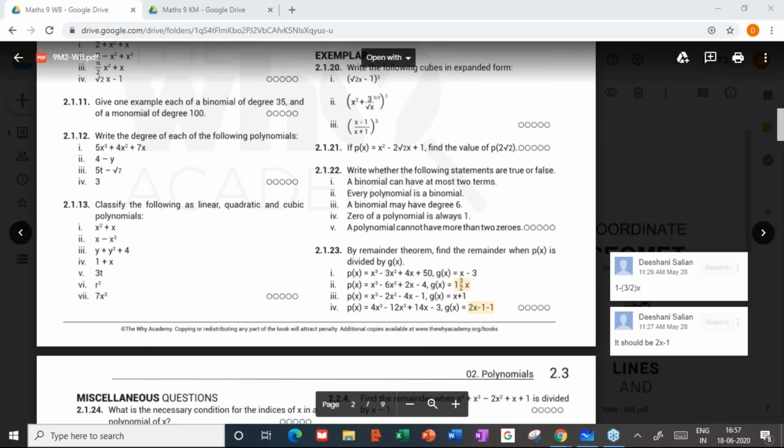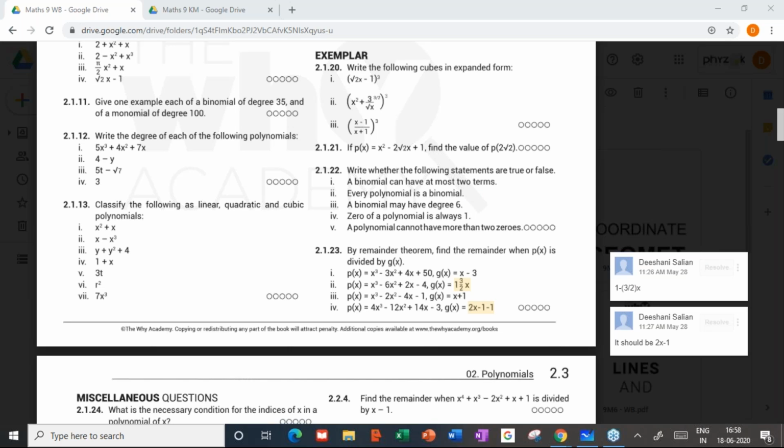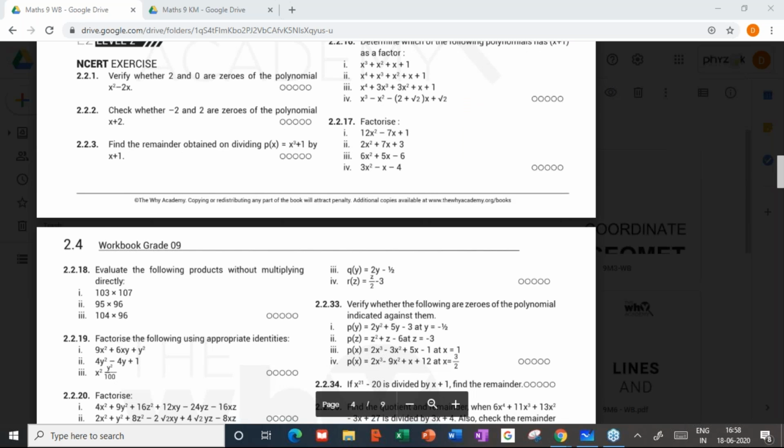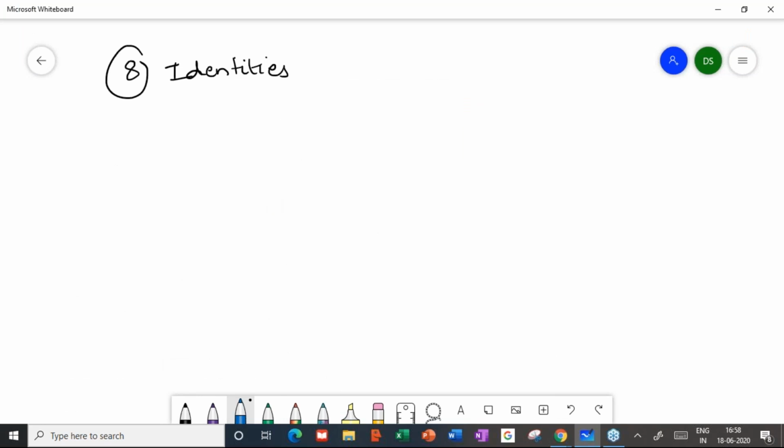Shakti has a doubt: to write in expanded form, do we solve the question or just substitute and leave it there? So ideally, you need to substitute and get it to the simplest form. So don't just substitute and leave it there. Try to solve it further till you get the simplest form. Like in this question, evaluate the following products without multiplying directly. So what do you do? Evaluate the product 103 into 107. You can write it as 100 plus 3 and 100 plus 7.